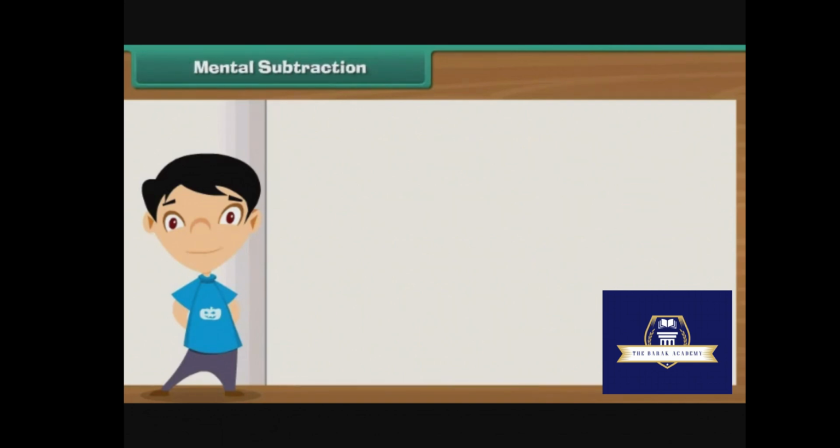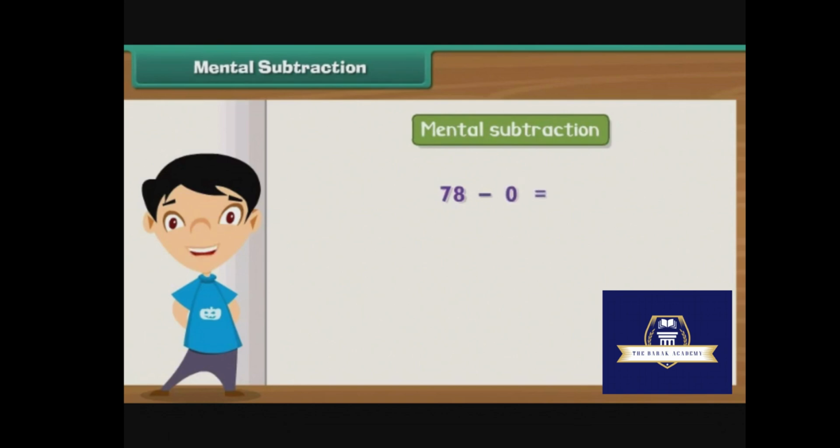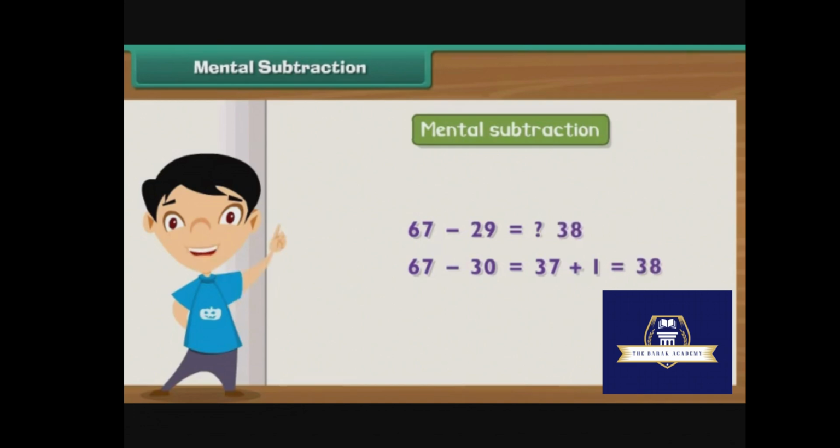Mental subtraction. We can perform mental subtraction in a manner similar to mental addition. 0 is the easiest number to subtract. So, we will always try to make the second number, that is, the number to be subtracted, end with 0. Let us try to subtract 29 from 67. Since the second number must end with a 0, we subtract 30, not 29, from 67. The subtraction gives us 37. But we subtracted an additional 1. So, we add 1 to the difference. Thus, the result of subtracting 29 from 67 is 38.